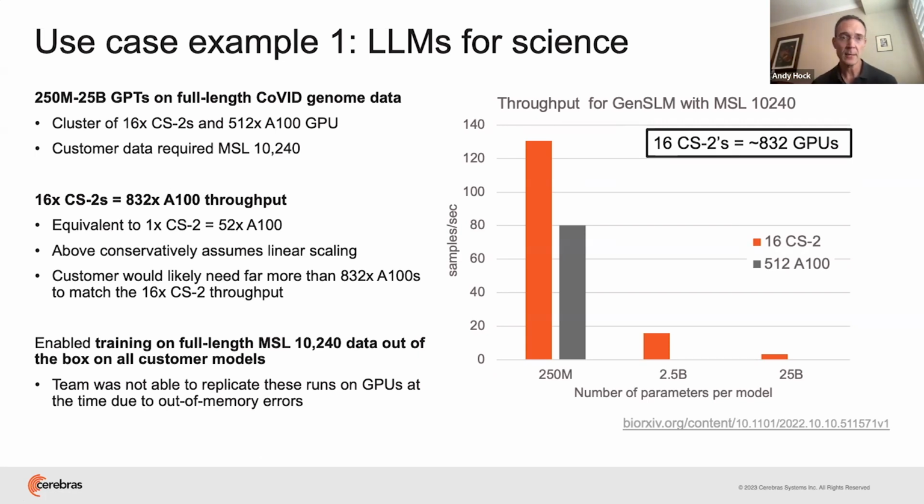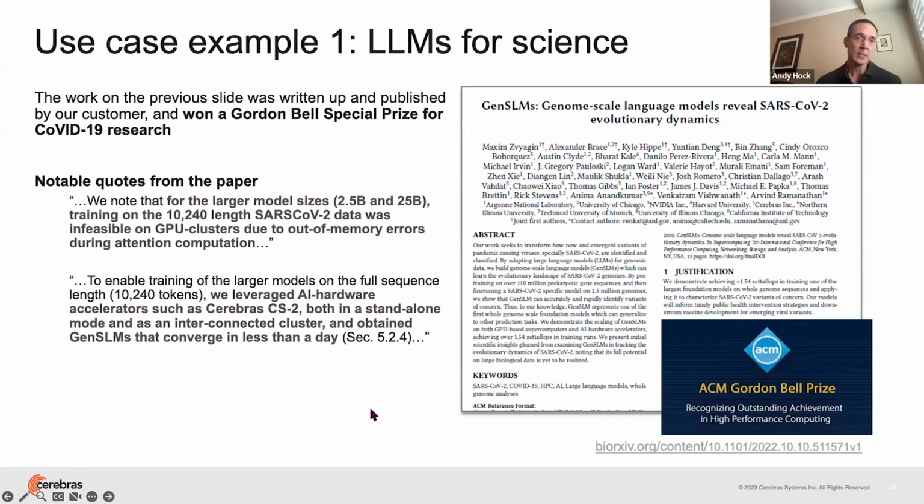If you go to the next slide, we were thrilled to be a part of this team as it relates to new scientific discovery. Our team was a co-author on the paper, which is shown here, GenSLMs, genome scale language models that reveal SARS-CoV-2 evolutionary dynamics. We submitted and were selected as a Gordon Bell Prize special prize recipient for COVID-19 research.